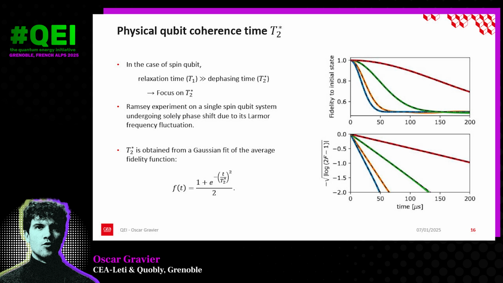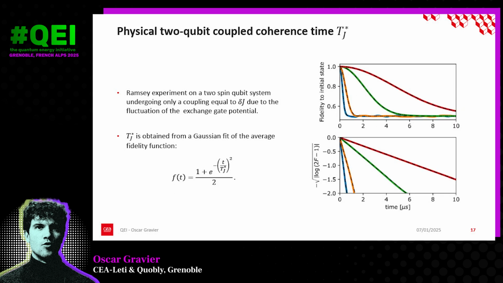To obtain this value, we will use a Ramsey experiment, which gives us a Gaussian decay that we can fit with such a function. We also have to do the same thing for a 2-qubit system, and to obtain such a time, we are using Ramsey experiments on a 2-spin qubit system, which is undergoing only noise due to G-coupling fluctuation. So we annihilate the Larmor frequency fluctuation for this numerical experiment, and we only focus on G-coupling fluctuation. This enables us to also have a Gaussian decay which can be fit with this function, giving the value of the TG star.